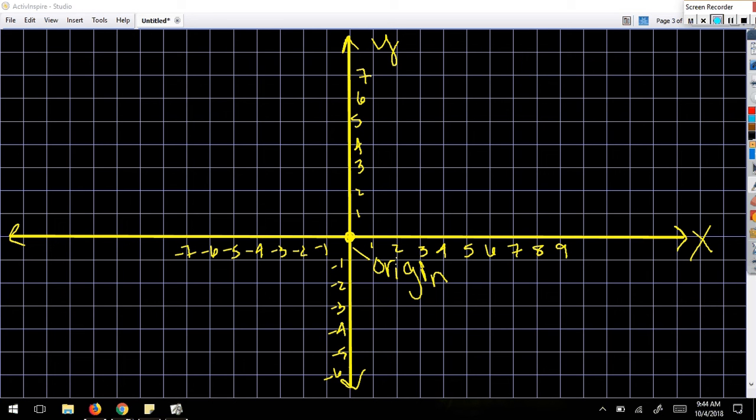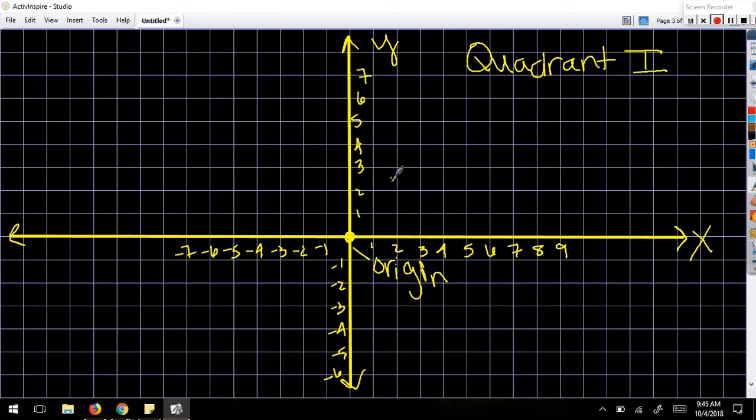Now, we divide this into 4 quadrants. Quad means 4, so there are 4 pieces. Where do we start labeling quadrants? The top right. Why the top right, do you think? Because it's all positive. If you look in this square, all the X's are positive and all the Y's are positive. So that's why we start there.